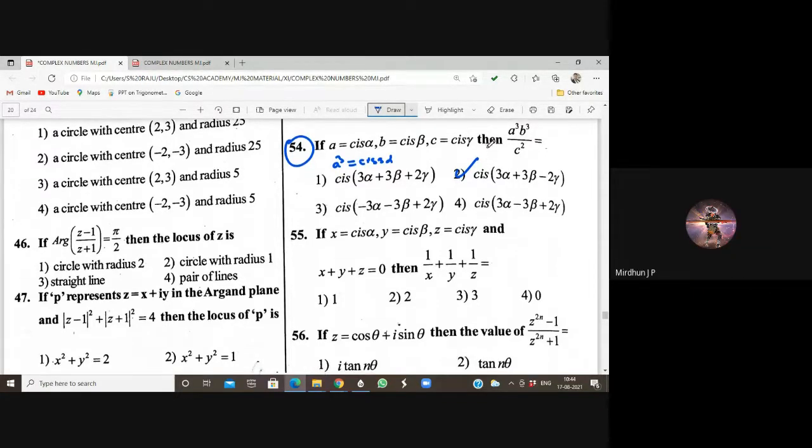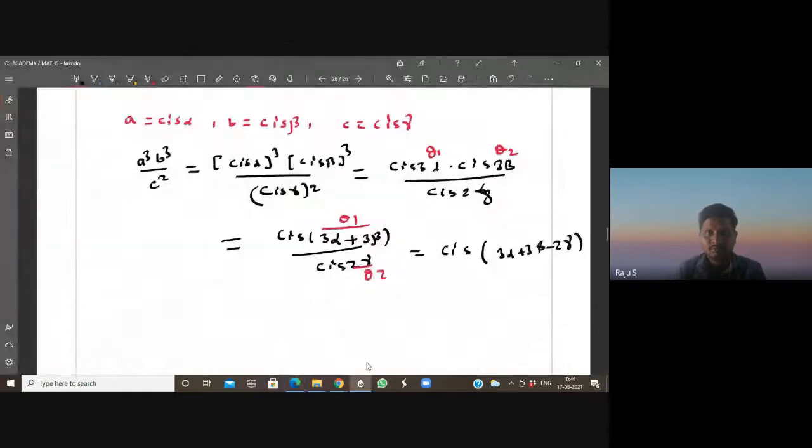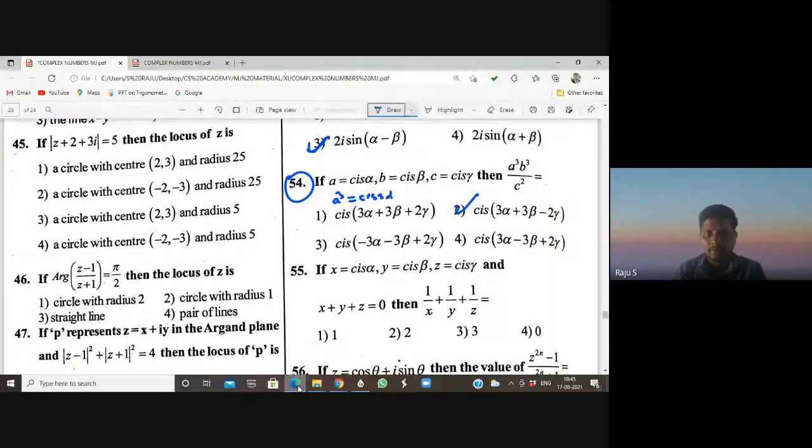Sir, can you show once again? Okay. a, b, c values are given. I substituted, I applied the properties. That's all. Sir, 1 minute, sir, copy. Yeah, you can copy. I'm just seeing the next question.